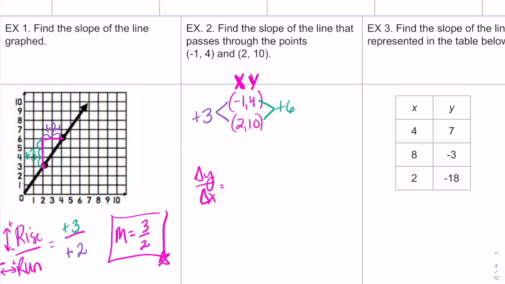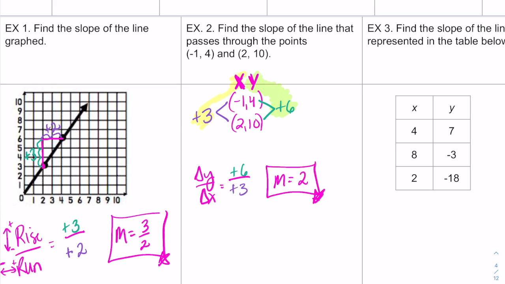And so when we start to write our delta y over our delta x, we just need to make sure that we're being really careful. Delta y was a plus 6, so we just need to make sure that we write that in the numerator of the fraction. Delta x was that plus 3, so in the denominator, we're going to put a plus 3, and then we simplify. So a positive divided by a positive is a positive. 6 divided by 3 is 2. Final answer. So we love fractions, but if we can write it as a whole number, we would.